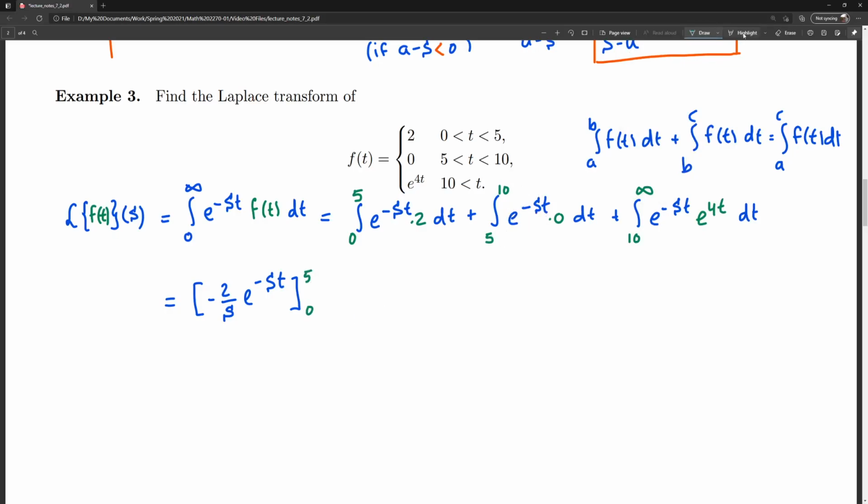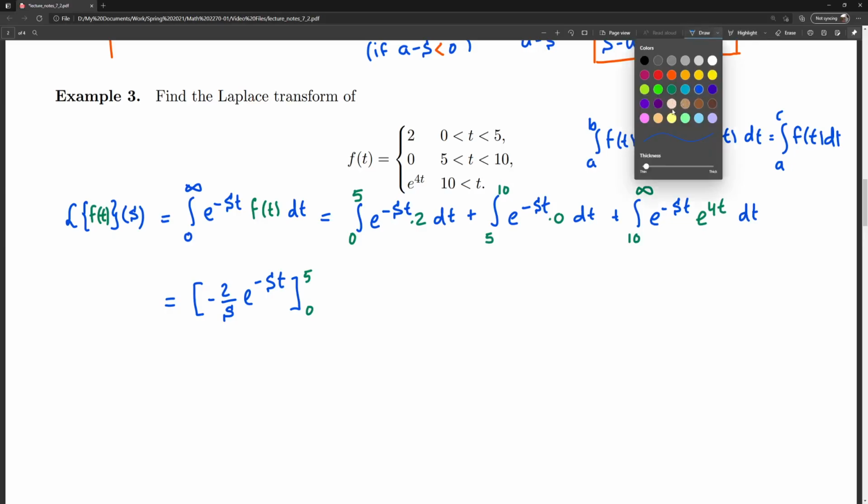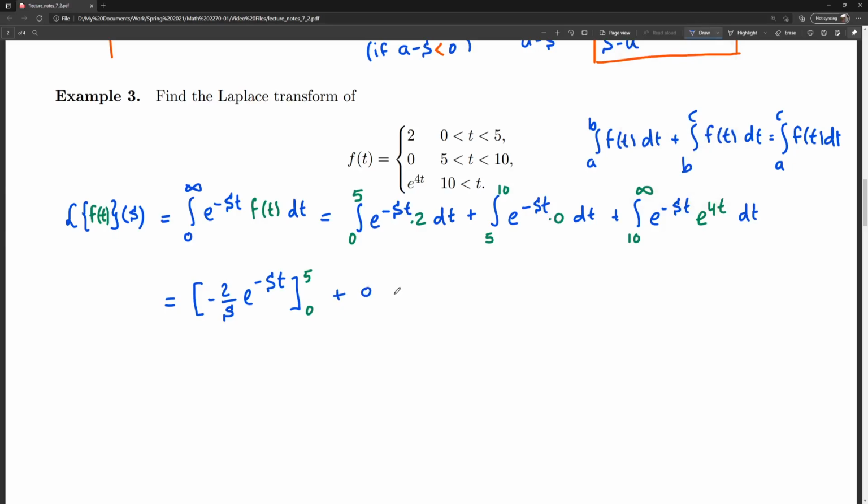Now, for the second part, this function simplifies to just 0. And when you take a definite integral of the constant function 0, you end up with 0. Just think about it. The definite integral is the area under the graph. And when your graph is the function that's identically equal to 0, there is no area under your graph. So that's 0.